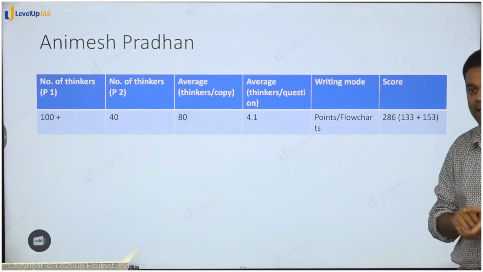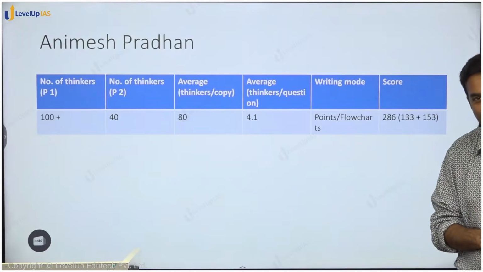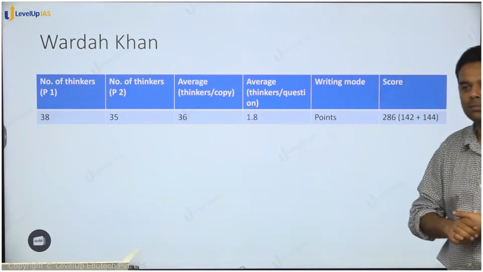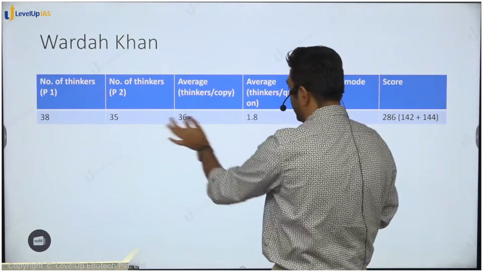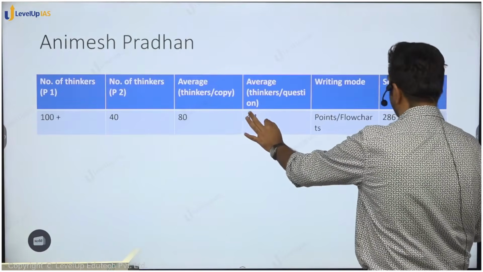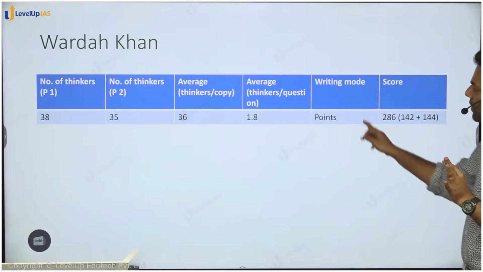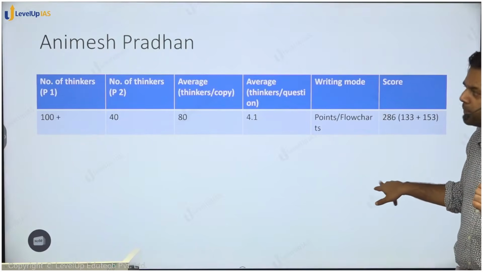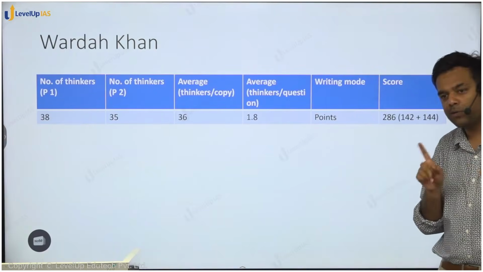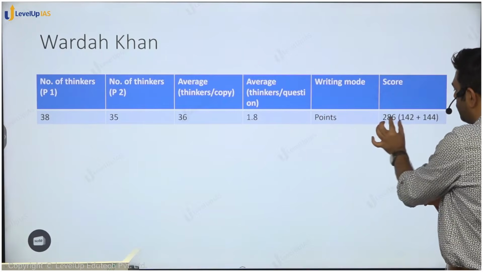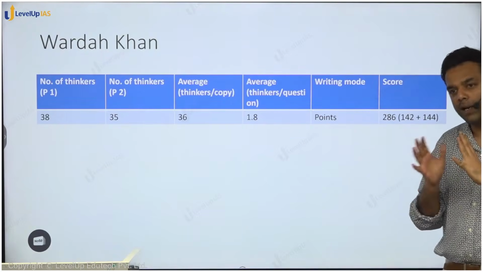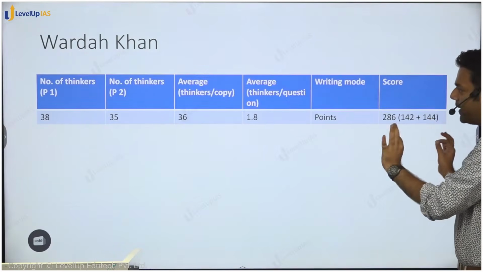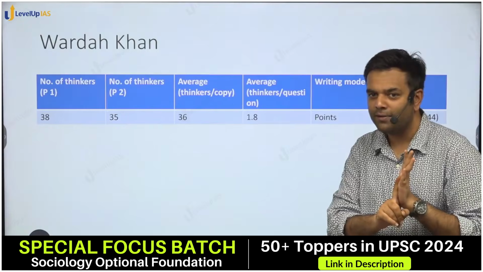From this, one thing becomes clear. There is no linear relationship between the number of thinkers and the number of marks. Vardha Khan, 1.8 per copy. Her score is exactly the same as that of Animesh Pradhan. He got 286, she also got 286, from the same year. In fact, Medha Anand is also from the same year. Medha Anand, Animesh Pradhan, Vardha Khan, all three belong to the same batch. Vardha Khan got 286, 142 plus 144, a very even score across paper 1 and 2. Animesh got 133 plus 153. So technically we can assume number of thinkers is not going to have any linear relationship.